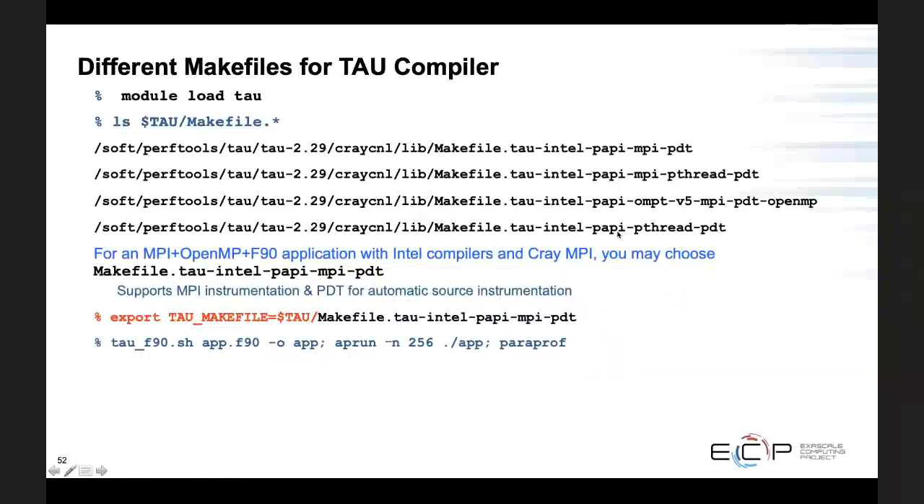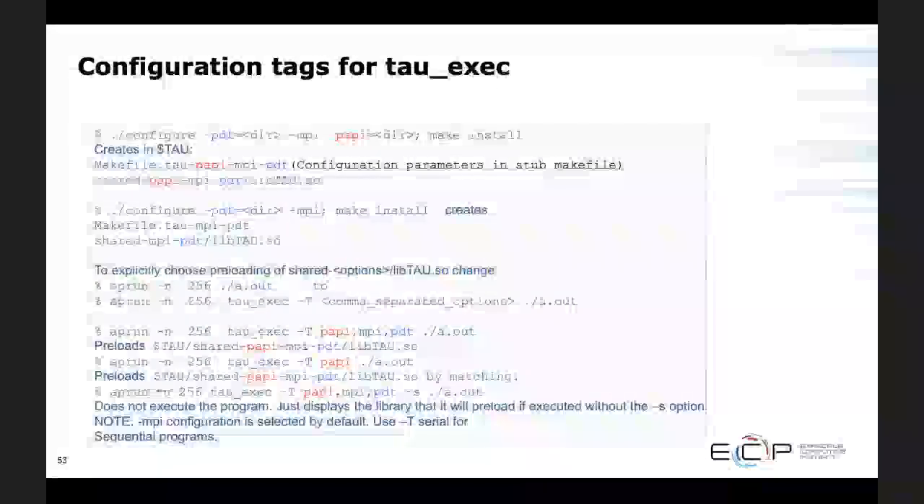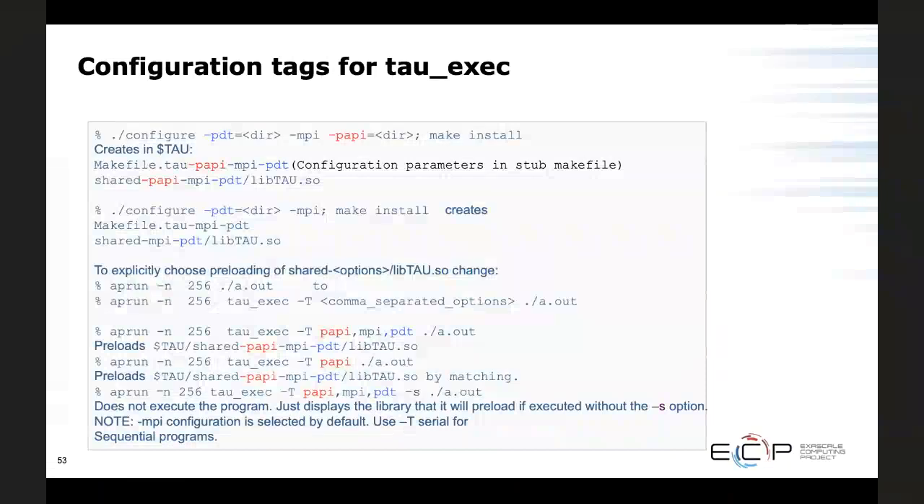So if you had an MPI application, you could specify the Intel, PAPI, MPI, PDT in the TAU_MAKEFILE, compile it with these compiler scripts, and then just run it with aprun and create data sets, pack it if you want, and launch ParaProf. What's important to note is that when you configure it, say with PAPI, it creates a makefile with a -papi in its name and puts the libTAU.so, the DSO, in the shared PAPI MPI PDT directory. If you configure it without that, it creates something like this.